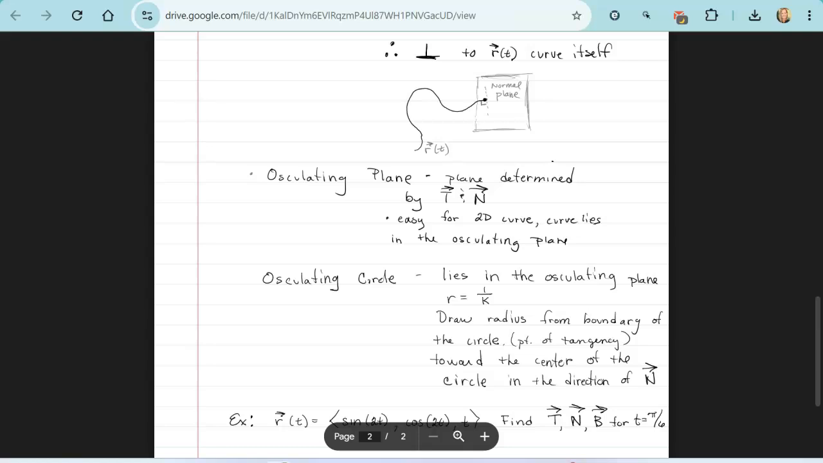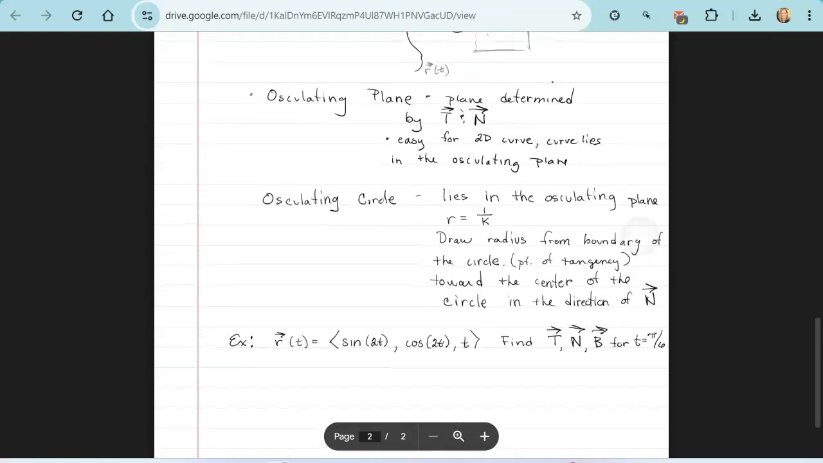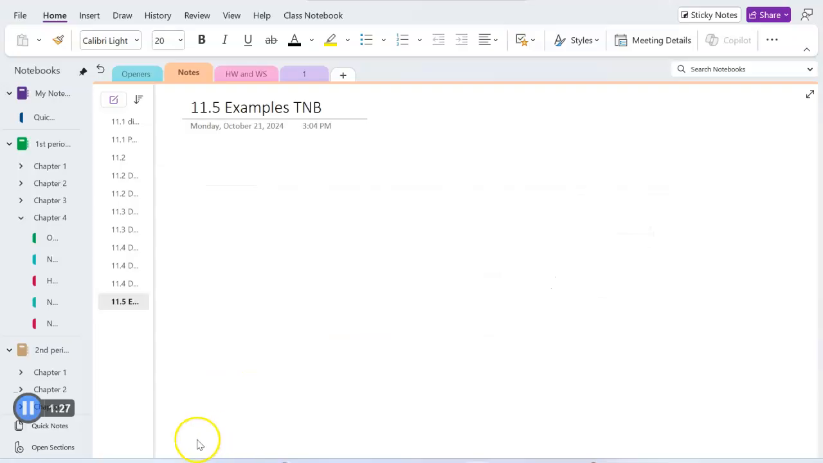Everything here, that's just a summary, and I am going to go ahead and start with an example. Okay, so I'm going to go through an example here in a moment.